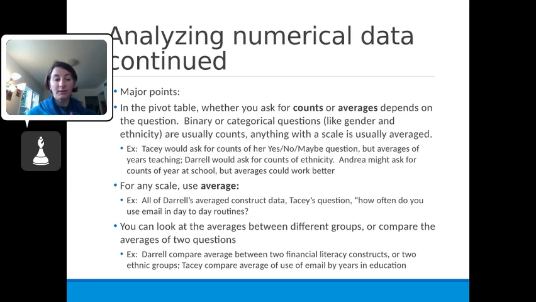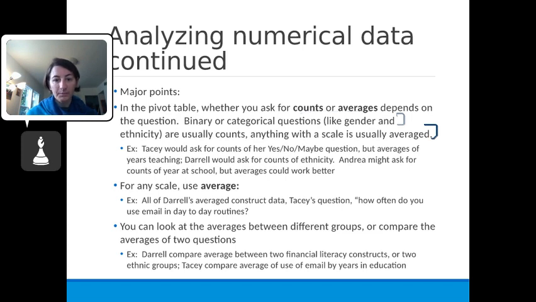So major points that I just demonstrated in the slide before. Once you've created your pivot table, whether you ask for counts or for averages depends on the question. So binary or categorical questions like gender or ethnicity are usually counts because you're trying to figure out how many people you have of each one. Anything with a scale is usually average.